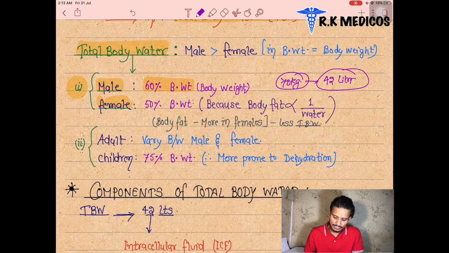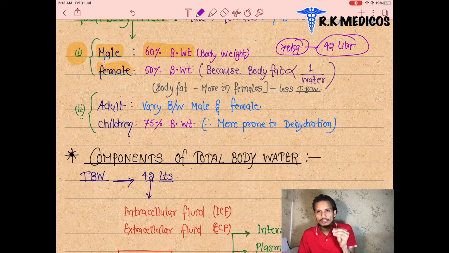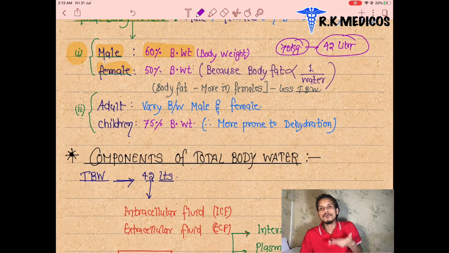Now, in females it is somewhat decreased. What is decreased in females? In females the total body water is decreased. In males it is 60% of the total body weight, supposing the total body weight is 70 kg. Here, in females, there is more fat on the body, more fat deposition.